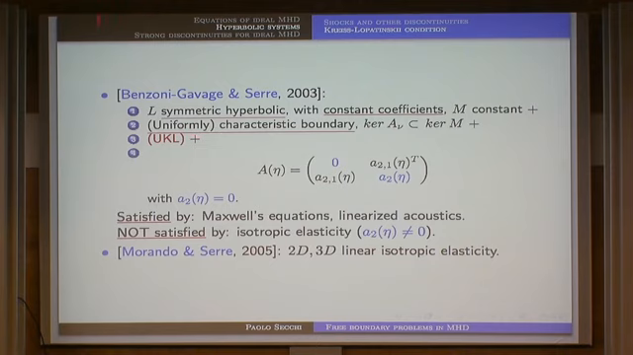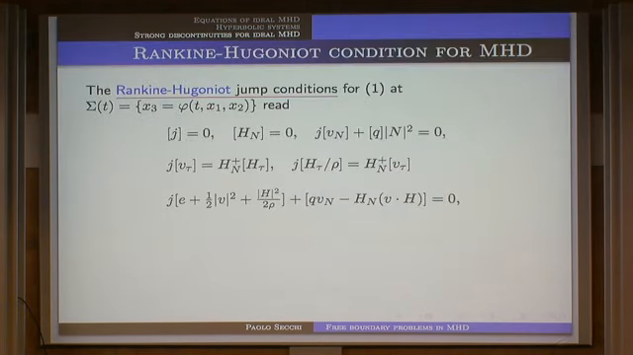UKL must be satisfied, always. And they take precisely the case where Majda-Osher is not satisfied because they take the case of the 0 here. And they can prove the equivalence with L2 strong well-posedness. And this is the case of Maxwell equations, linearized acoustics. Okay. Now, I pass to the third part, to the MHD equations.